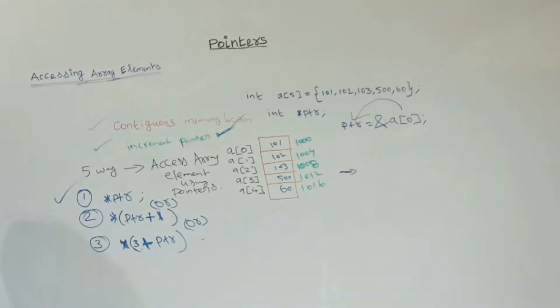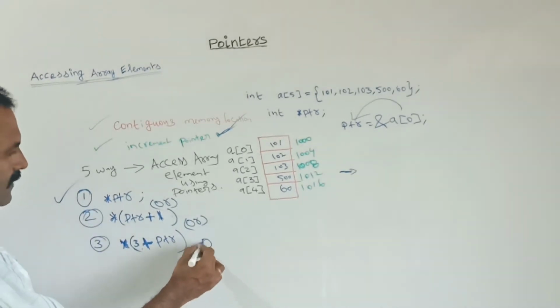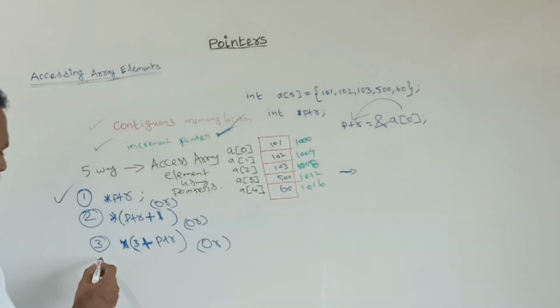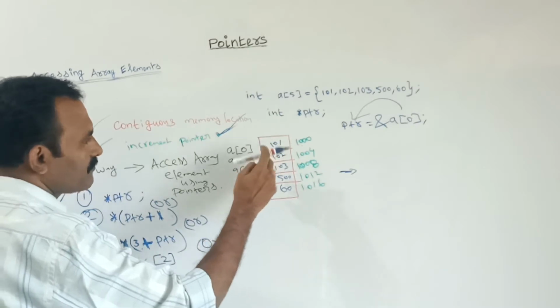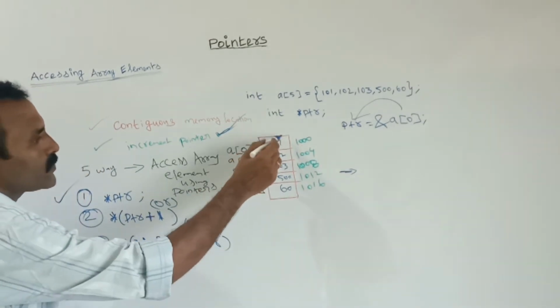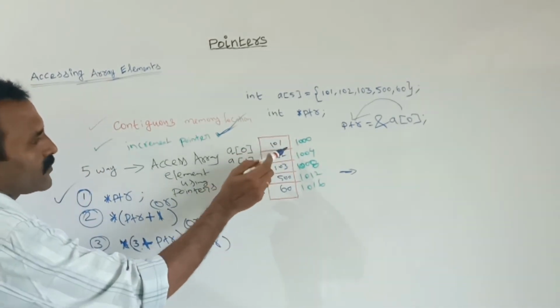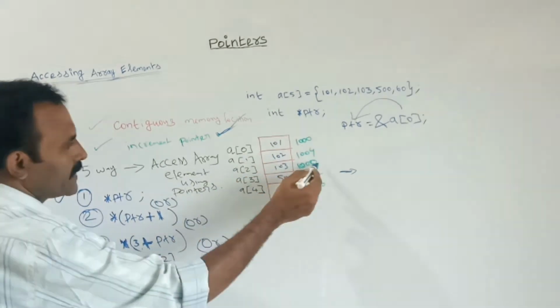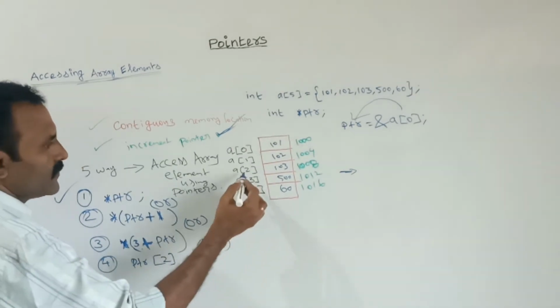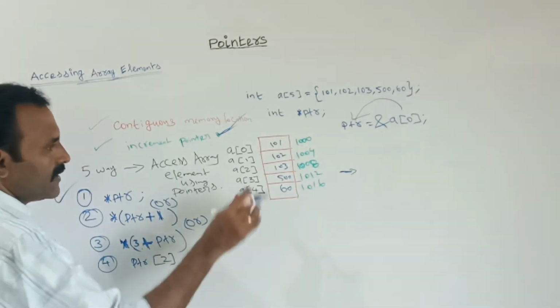So this is one method, or we can give like this also. We can use any one of these. Here *(ptr + 2): from the current location, it points to the next 2 location. So the current location is 1000, and the next 2 location is here, that is 1008. Here what is the value? The 103. We can fetch the address.